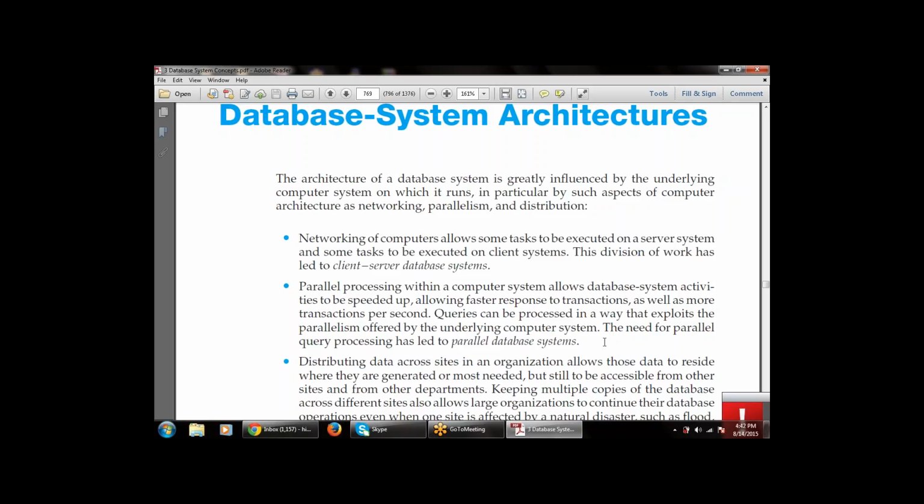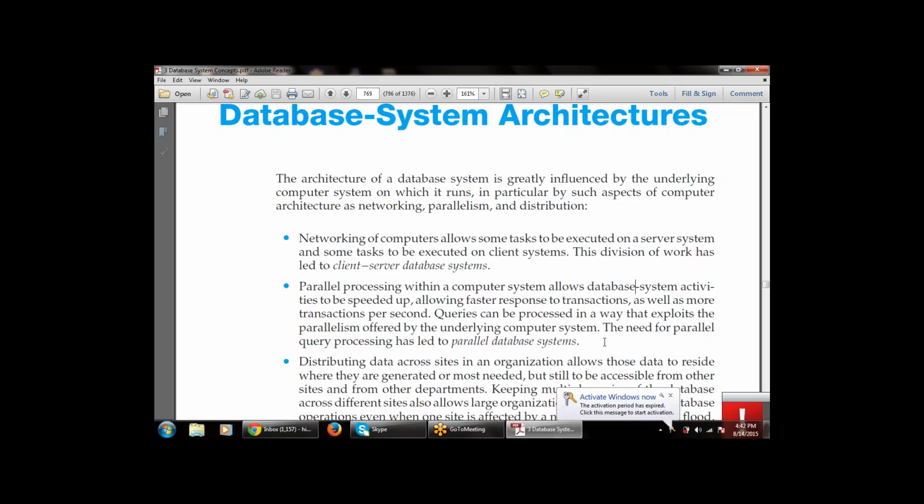Queries can be processed in a way that exploits the parallelism offered by the underlying computer system. So whatever the query that is used, whatever the processing, can be processed in a way that exploits the parallelism offered by the underlying computer system. The need for parallel query processing has led to parallel database systems.